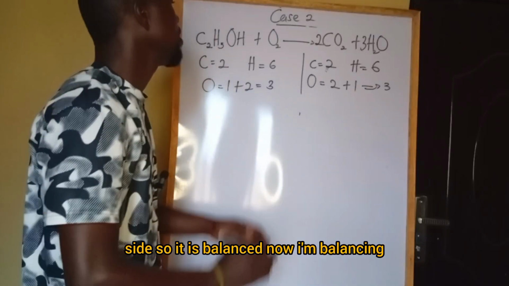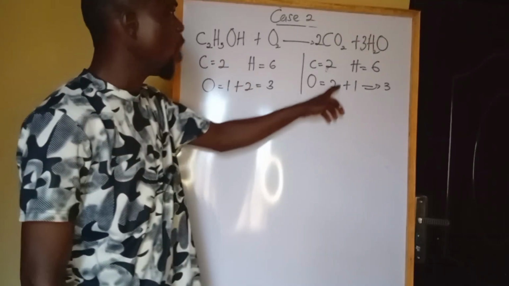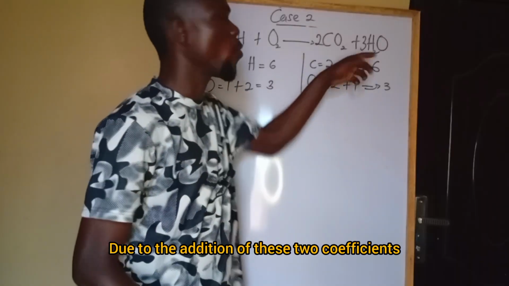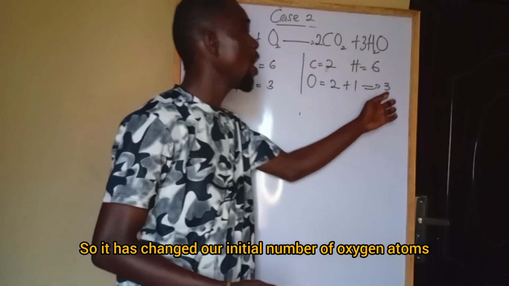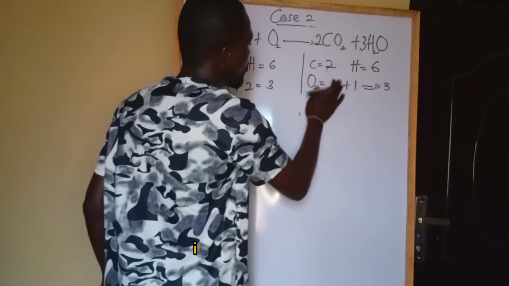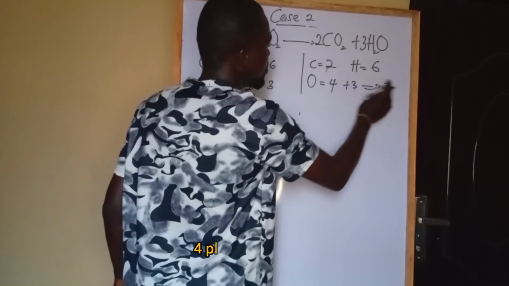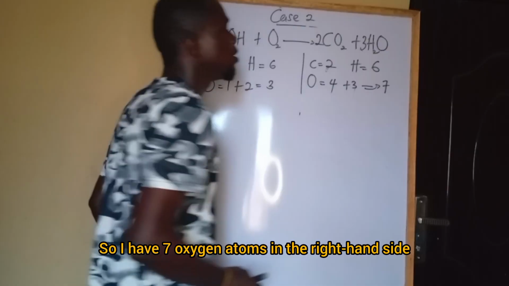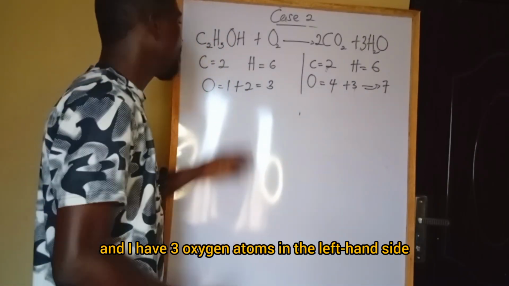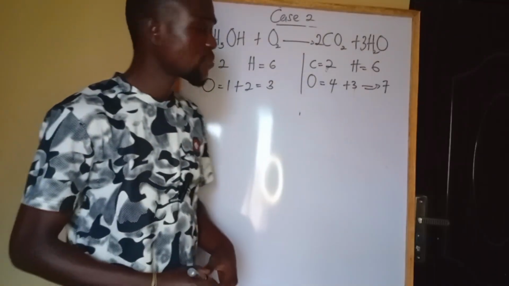So it is balanced. Now I'm balancing the oxygen last. How many oxygen atoms do I have here? Three. How many do I have here? Don't forget it has changed. Why? Due to the addition of these two coefficients. So it has changed our initial number of oxygen atoms. So the oxygen atoms here become 2 times 2, it becomes 4 here. 3 times 1, it becomes 3 here. 4 plus 3 gives us 7. So I have 7 oxygen atoms on the right hand side, and I have 3 oxygen atoms on the left hand side. To balance this now, I'm going to divide 7 divided by 3.